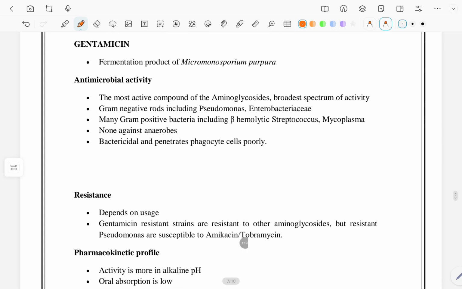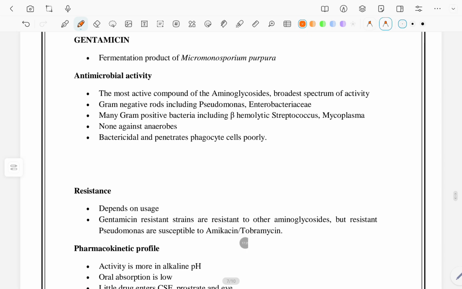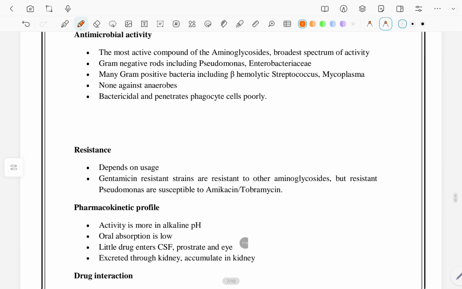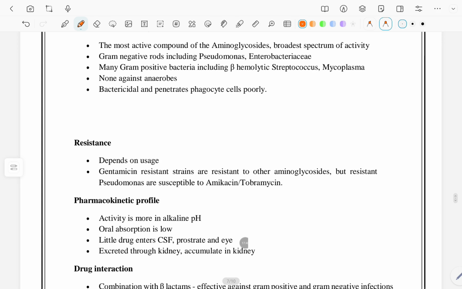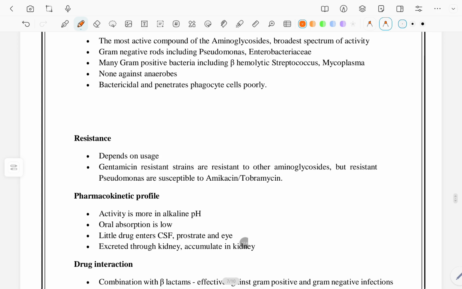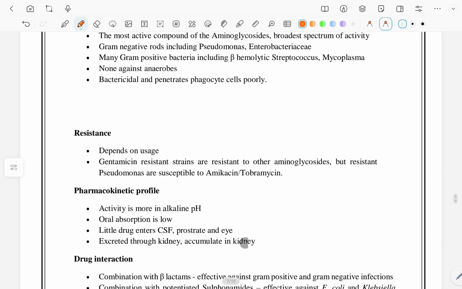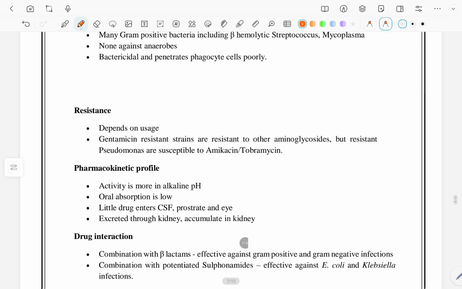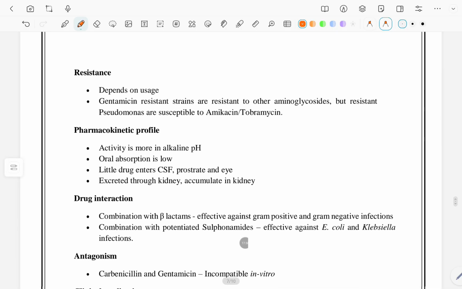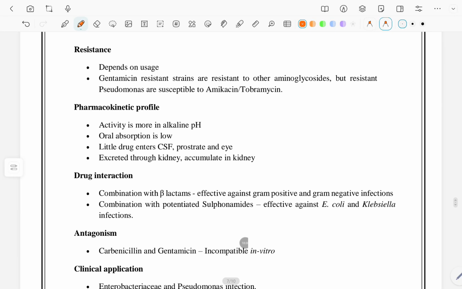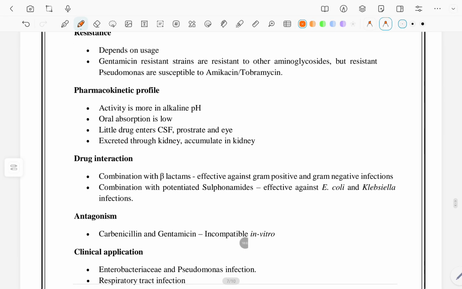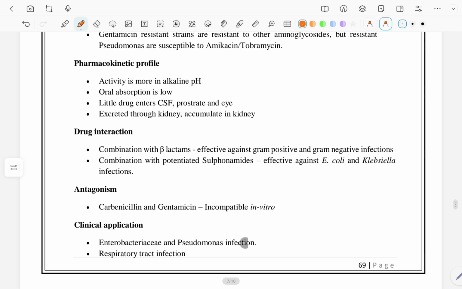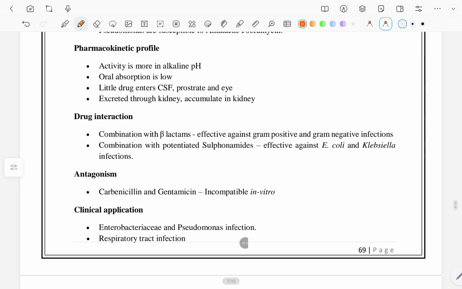Gentamicin, a fermentation product of Micromonospora purpurea, is the most active compound of the aminoglycosides. Broadest spectrum of activity: gram-negative rods including Pseudomonas and Enterobacteriaceae, many gram-positive bacteria including beta-hemolytic streptococcus, and mycoplasma, but not anaerobes. Bactericidal, and penetrates phagocytic cells poorly. Resistance depends on usage. Gentamicin-resistant strains are resistant to other aminoglycosides, but resistant Pseudomonas are susceptible to amikacin or tobramycin. Pharmacokinetic profile: activity is greater in alkaline pH.